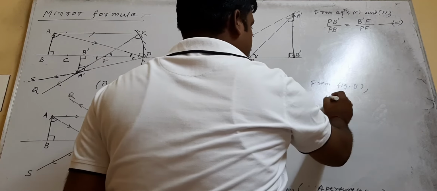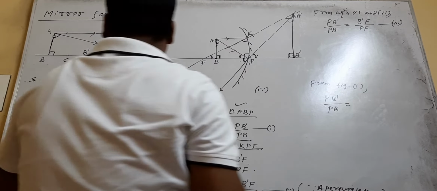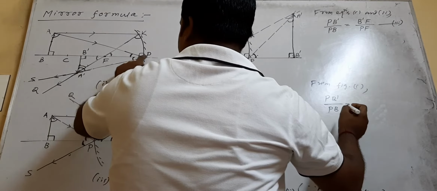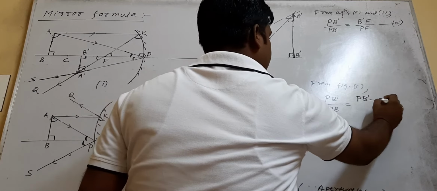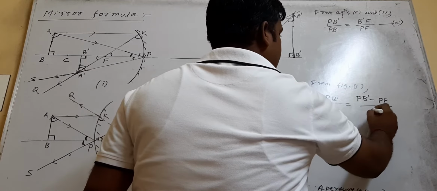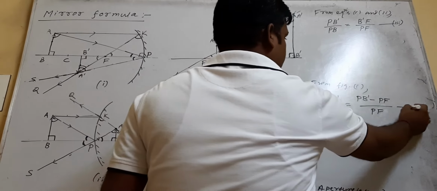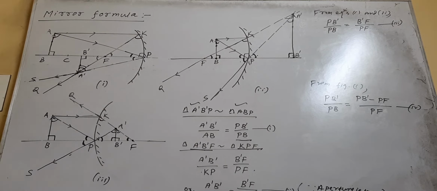So you can write PB' by PP is equal to B'F. In place of B'F, you can write (PB' minus PF) by PF. Equation number 4. And I already told you, left measurements are negative and right measurements are positive.